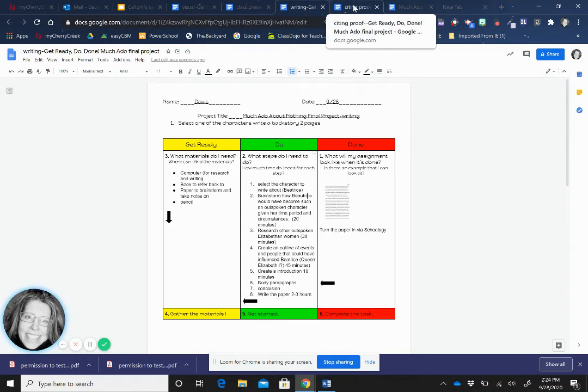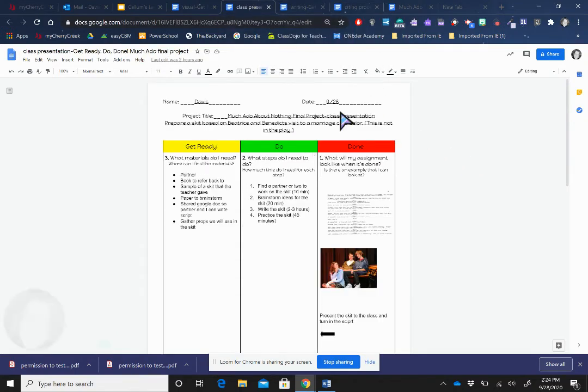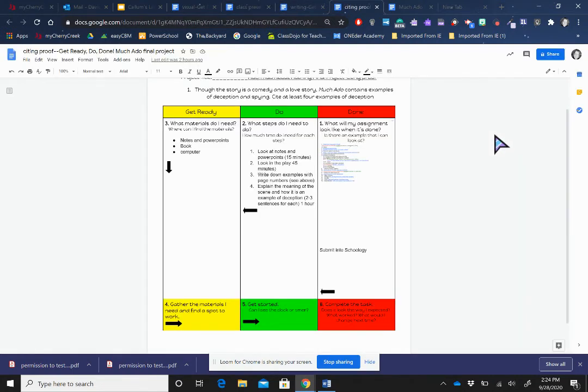Then I went to the class presentation. Oh no, then I went to the citing proofs. I already talked about that. So I picked the one where I was going to get examples of deception in the play. So I kind of, again, created a picture of something written. I'm going to have to look through my notes because we've been taking a lot of notes through that project. I was going to have to look back in the play to find specific references. I was going to have to write down examples and page numbers. And I was going to have to explain the meaning of the scene and how it's an example of deception.